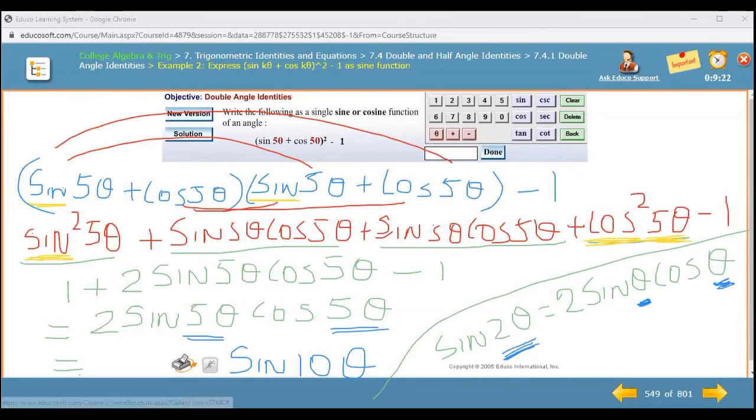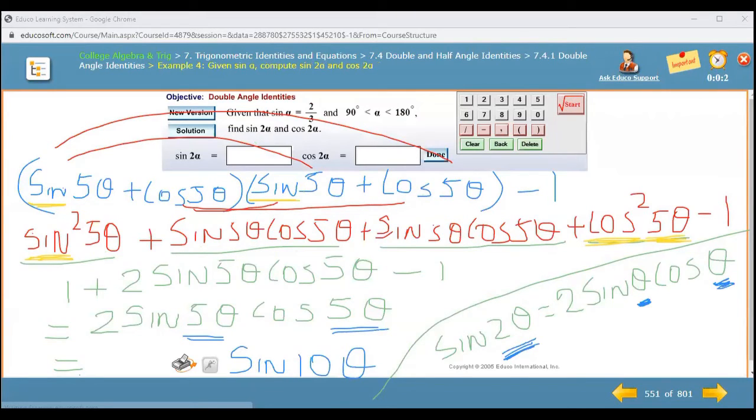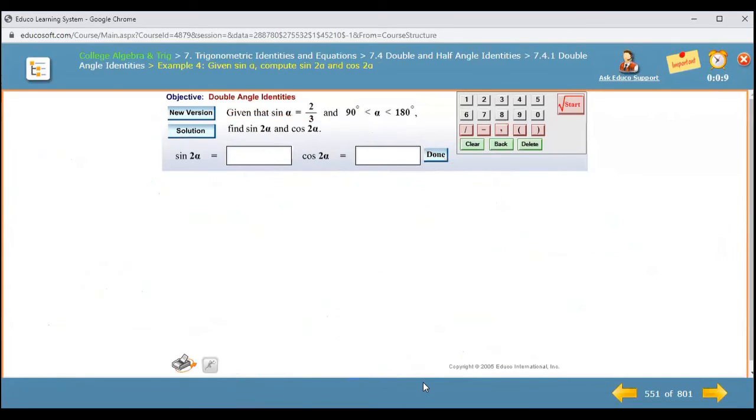Okay, let's check another problem. Okay, now this one says, given that sine alpha is 2 over 3, where 90 is less than alpha is less than 180. Now this tells you that angle alpha is in second quadrant. Now they have given a sine and they want me to calculate sine 2 alpha and cosine 2 alpha.